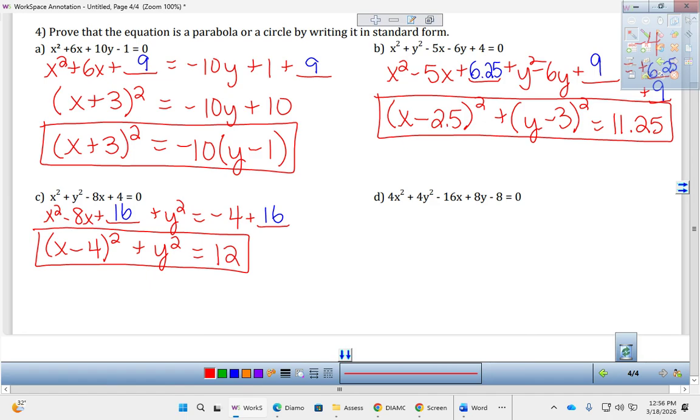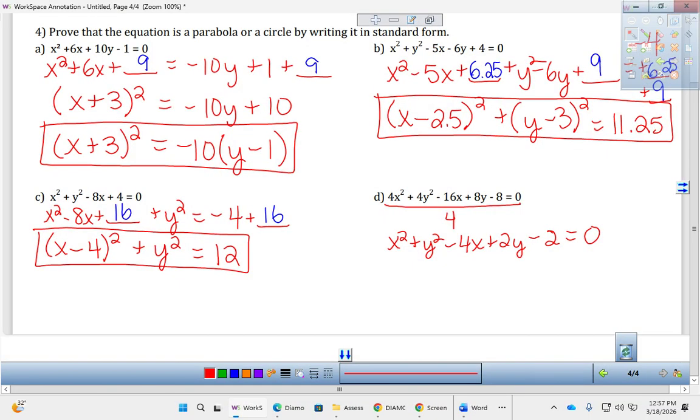This one over here, letter D, this is a circle. Here's what I'm going to do to this circle. I'm going to divide out a 4 so I don't have to worry about using those coefficients. All of these things are divisible by 4. So I divided a 4 from each of the terms.